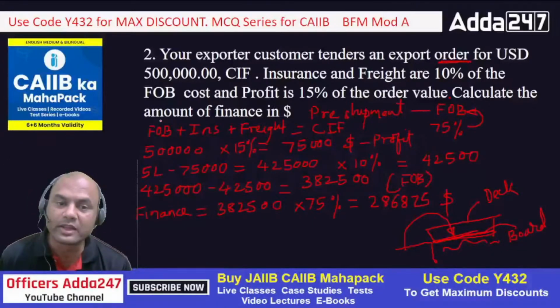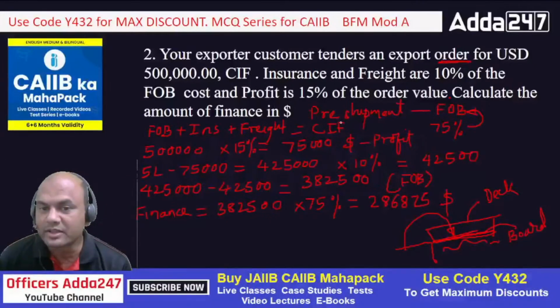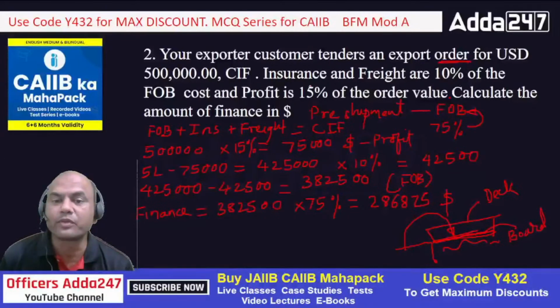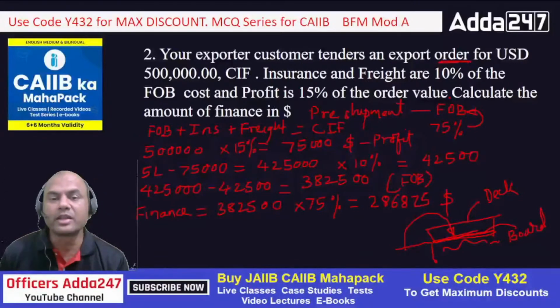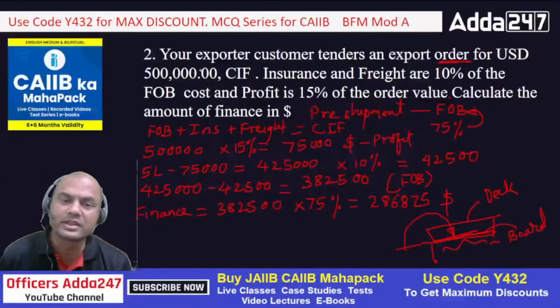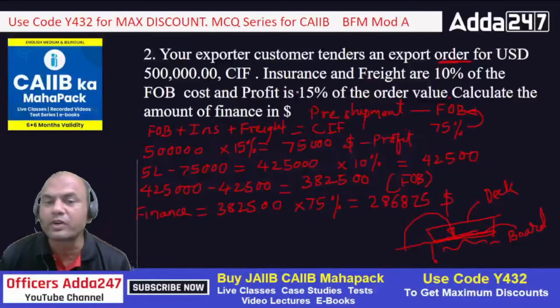Now I want FOB value because my finance is on FOB, and CIF is given, but insurance and freight is also given. So what is insurance and freight? 10%. See this, 10% given. But before that, profit is given 15%. Here, always remember, the 15% profit is to be subtracted first, because this order will also include the profit of this person.